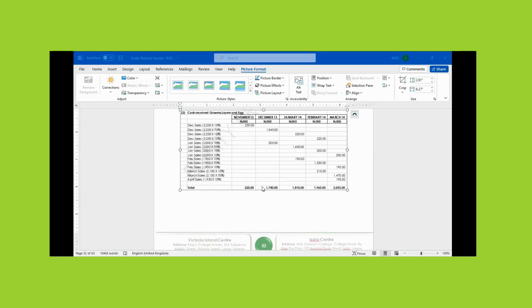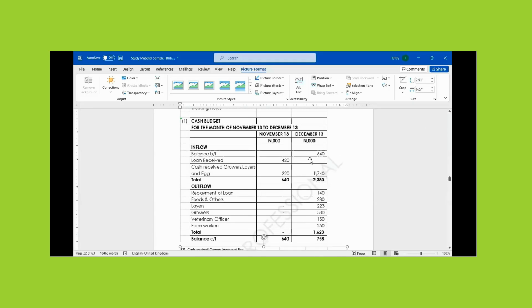The total of November and December, we take it to working note what? Working note 1. Under cash budget of working note 1, the one of November, 220. The one of December, 1,740, under the inflow of December, under working note 1. Can we see that? The reason why we opened this working note 1 is because we are not giving the closing cash balance in December, so we want to get it by ourselves.